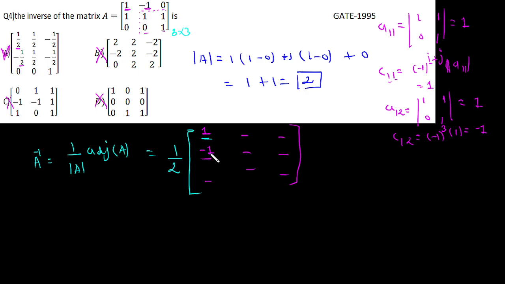So here, just by finding these two elements, we can say that the inverse of this matrix will be this, and that's it. The correct inverse of this matrix is given in option A.